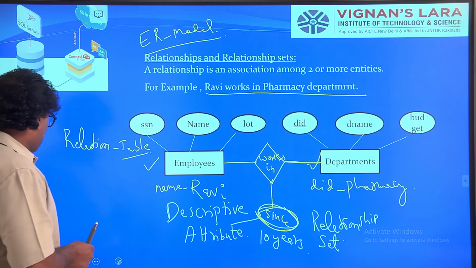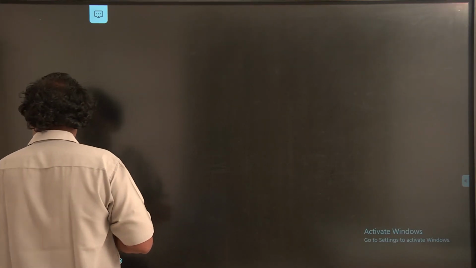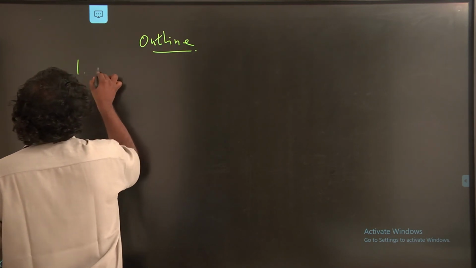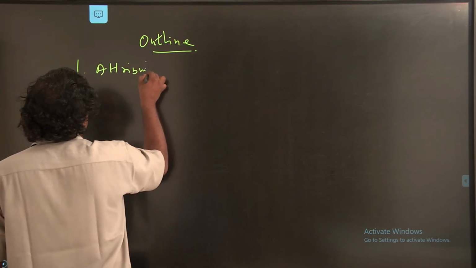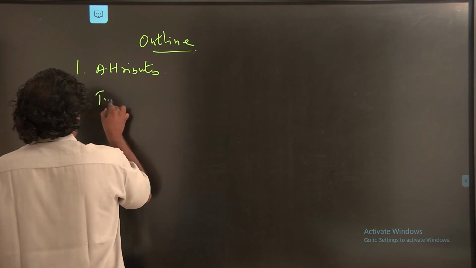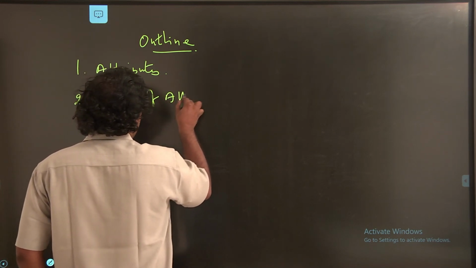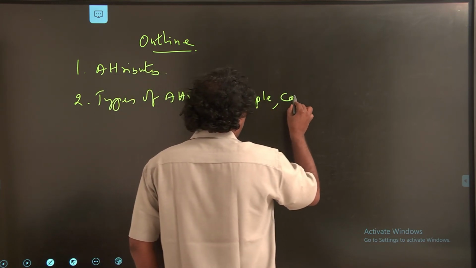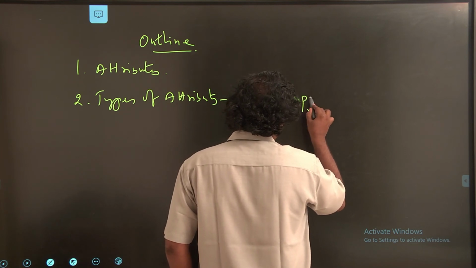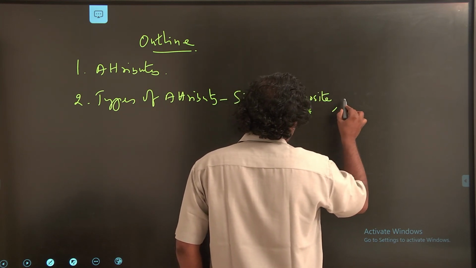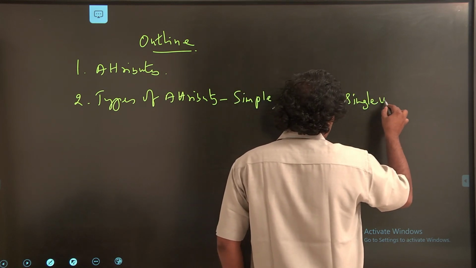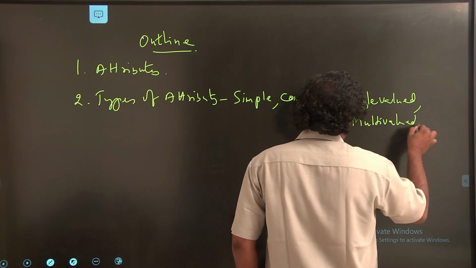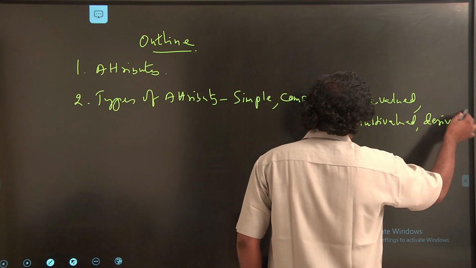Let us quickly revise what we discussed today. We discussed attributes. We also discussed types of attributes: simple, composite, single valued, multi-valued, derived, which looks interesting.